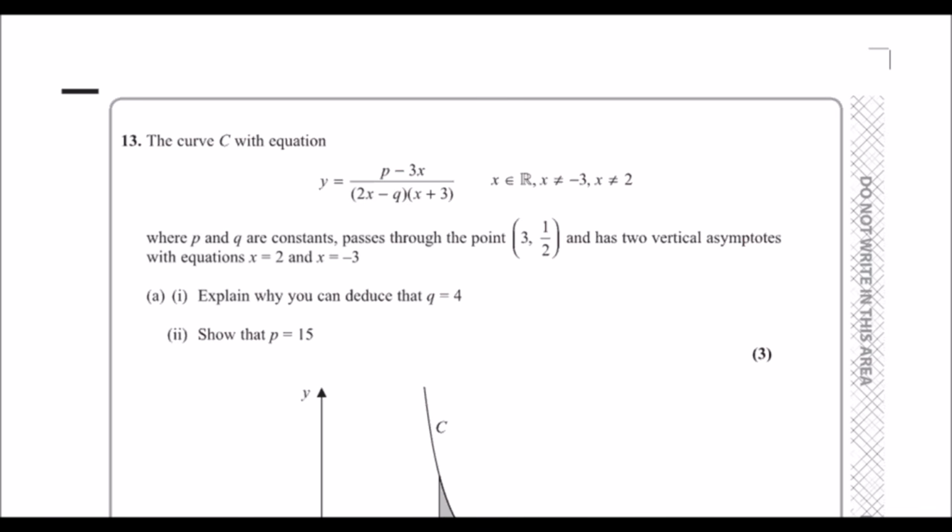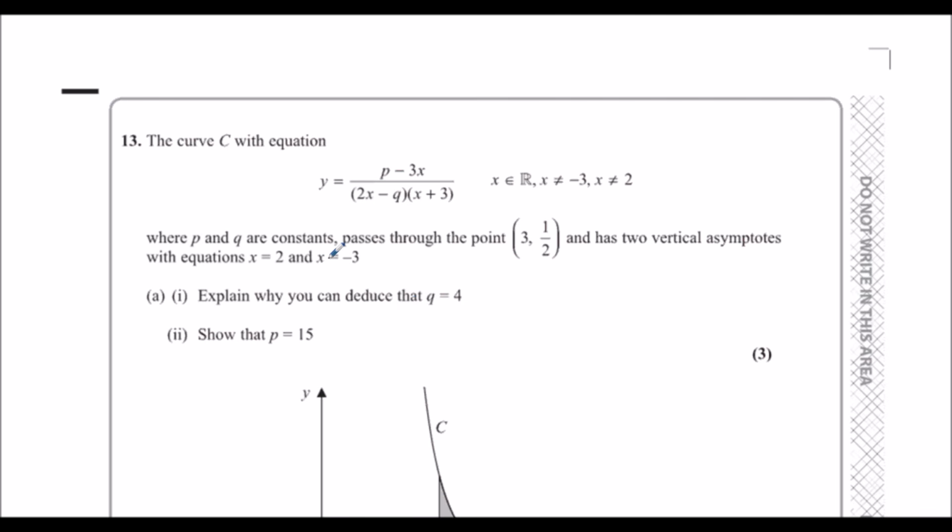Question 13. The curve C with equation y equals p minus 3x over 2x minus q times x plus 3, where p and q are constants, passes through the point 3, 1/2, and has two vertical asymptotes with equations x equals 2 and x equals -3. Explain why you can deduce that q equals 4.